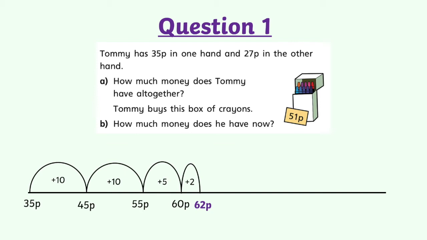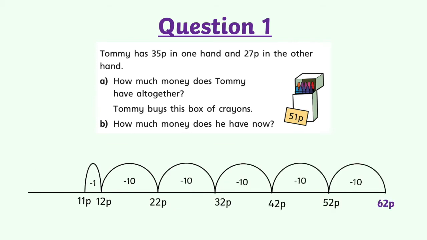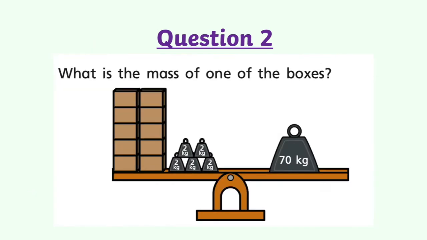Now we're on 62p. That's how much he's got all together. And he goes and buys this box of crayons for 51p. So I drew a number line again, but this time I was doing a subtraction. So I started on 62p, because that's how much I've got all together, and I hopped back 51. So this was counting back in tens at first, 52, 42, 32, 22, 12, that was 50, and then take one more away gets us to 11p. So Tommy now has 11p. Well done if you got to that answer. Okay, let's have a look at question 2.